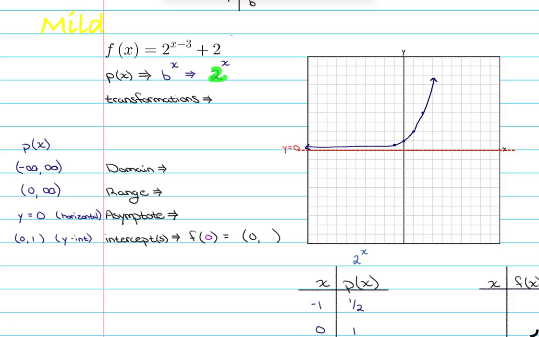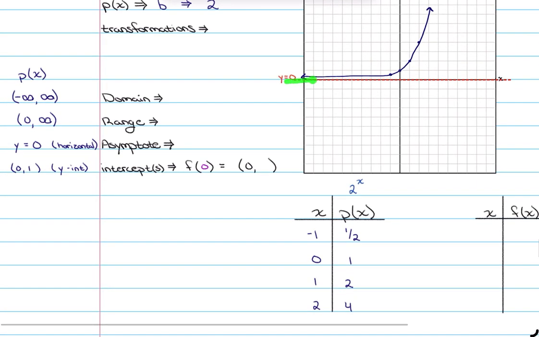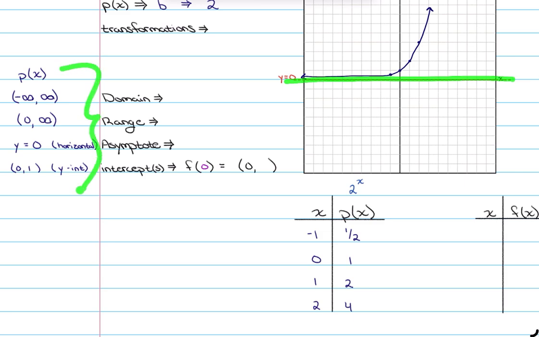What I went ahead and did for you, I labeled this as p of x to show you it is the parent function, and then I went ahead and graphed the parent function for you. So then you can compare that to what the transformation is when we're done. So the parent function has that asymptote of y equals 0. Look, here are all the traits for it over here on the left-hand side. Our range still goes from 0 to infinity, horizontal asymptote, and our intercept.